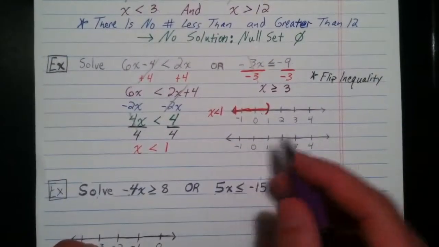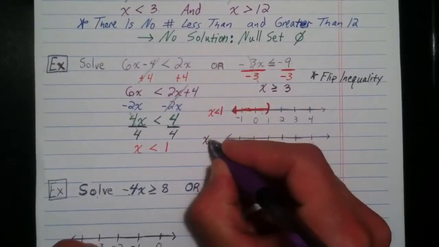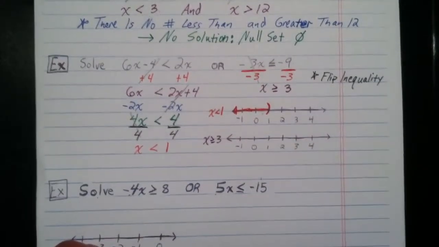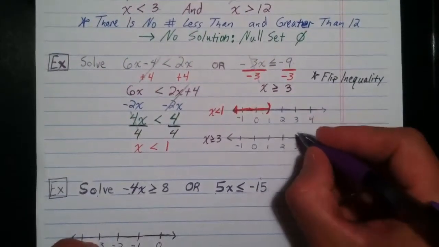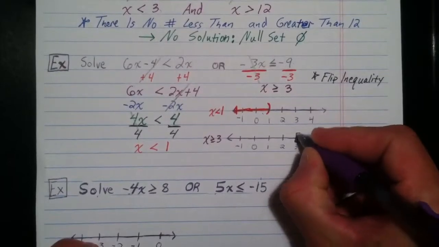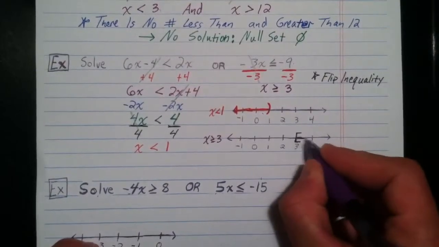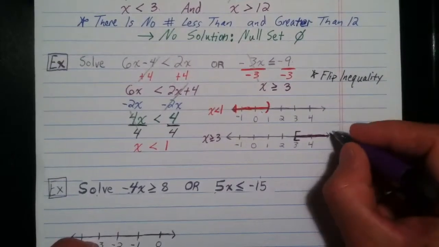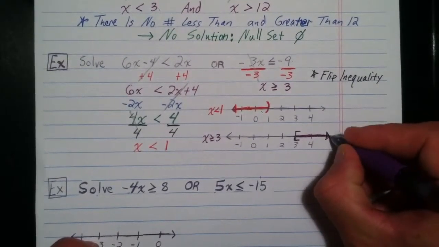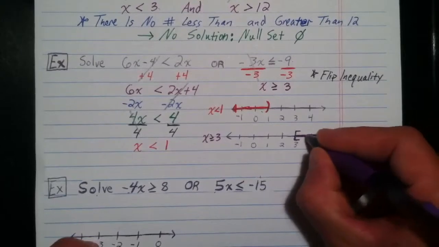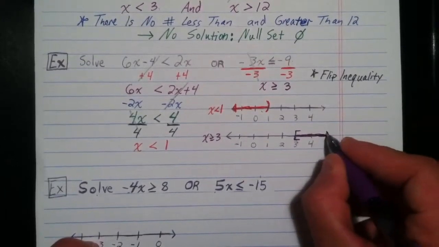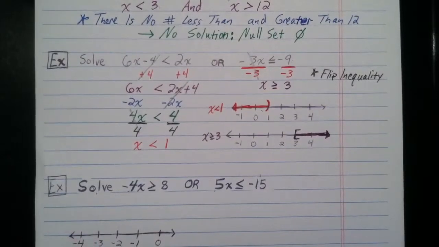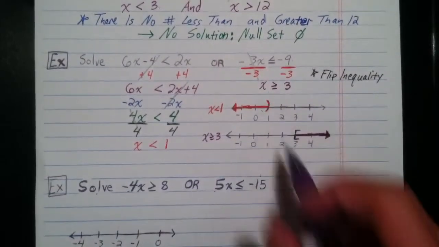So we can come down here and graph that inequality, x is greater than or equal to 3. What that would look like would be a bracket on the 3, and then shade everything to the right, because it's greater than 3, not less than 3 in this situation. Alright, so there's our two graphs.